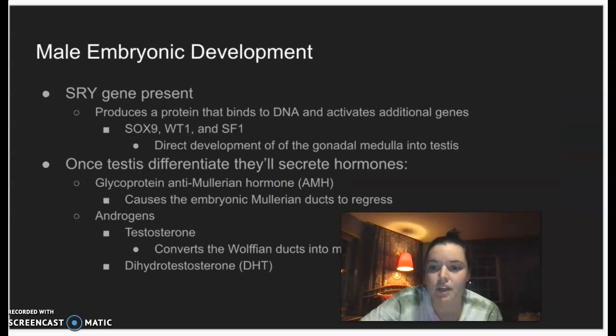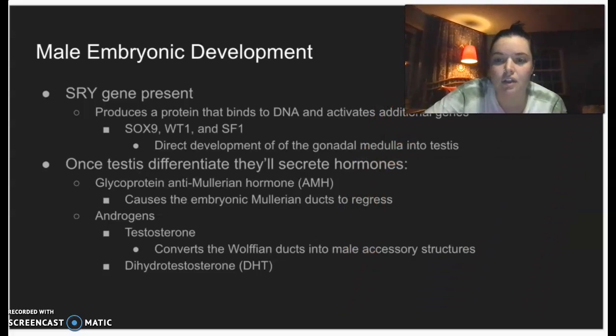So let's look specifically at male embryonic development. As we stated earlier, the male embryo has XY chromosomes, and it has the SRY gene present. The SRY gene will produce a protein that binds to DNA and activates additional genes. These additional genes are SOX9, WT1, and SF1. These three genes will direct the development of the gonadal medulla and the testes.